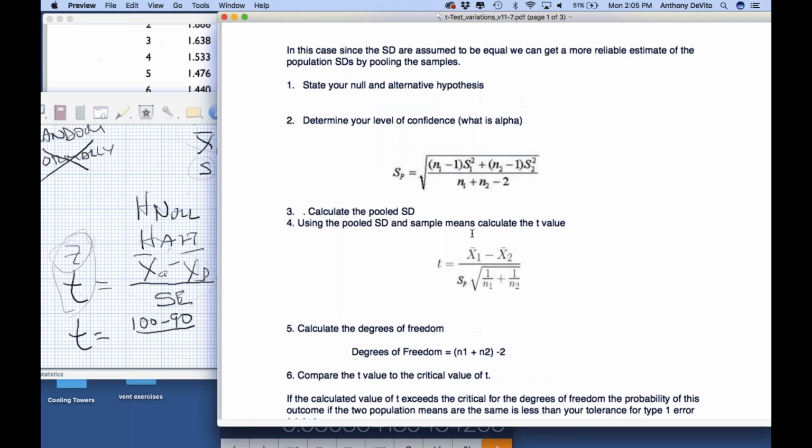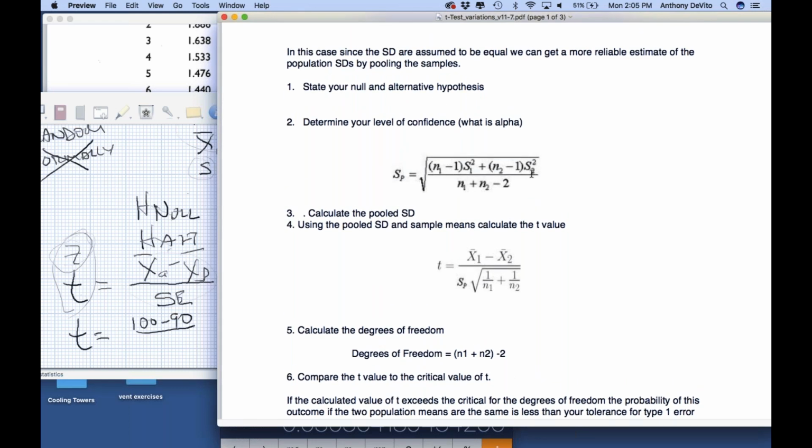How do I calculate that? I use this formula up here: the square root of n1 minus 1 times the standard deviation of the first group squared, plus n2 minus 1 times the standard deviation of the second group squared, over n1 plus n2 minus 2.